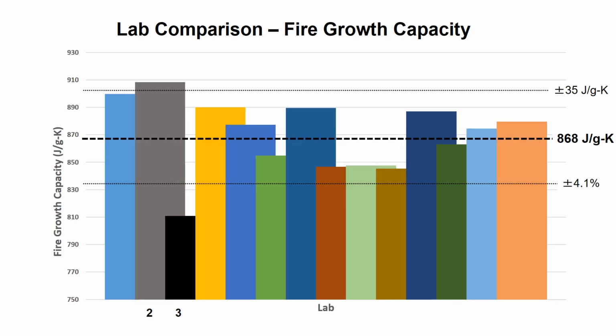Next, we have the fire growth capacity. This yielded an average of 868 joules per gram Kelvin with a standard deviation of 35 joules per gram Kelvin, or plus or minus 4.1%. Also not too bad, but could be better. This value had 2 clear outliers, one high and one low. These labs had values outside of 1 standard deviation for some of the other reported parameters, and fixing those issues could improve the FGC values.